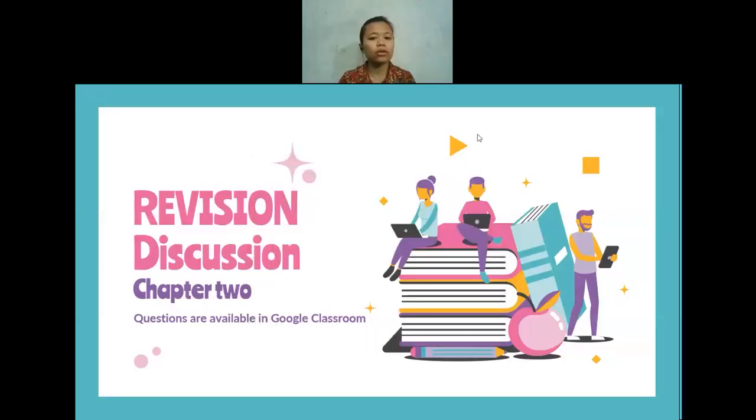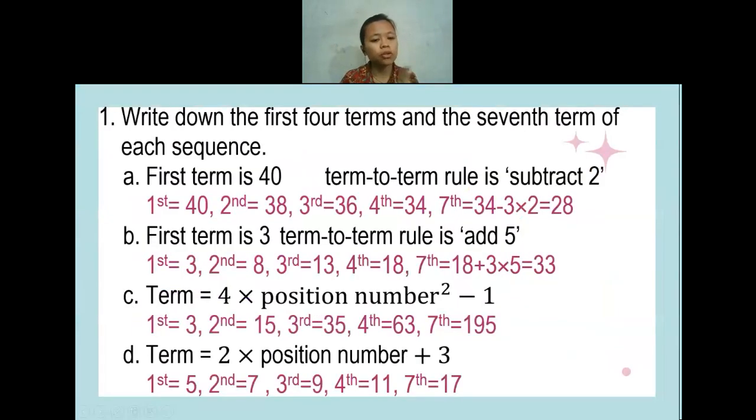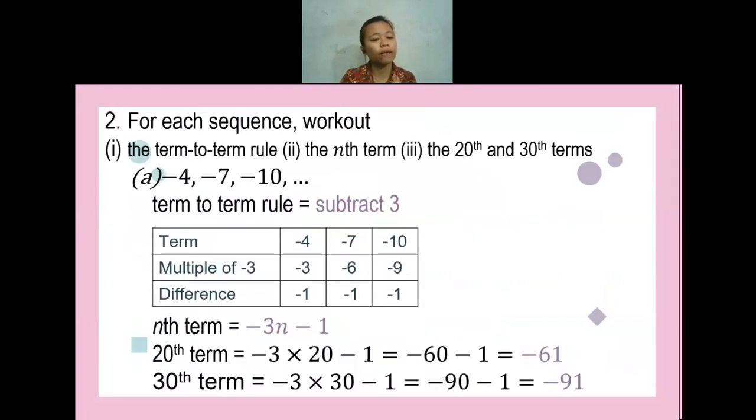Okay, so for sure from question 1 until question 3, nothing is confusing. Question 1 is about finding all the terms based on the term-to-term rule or position-to-term rule given. For question 2, we already have the sequence. We need to find the term-to-term rule, the nth term, and also some next terms.